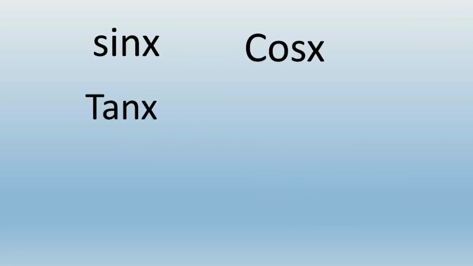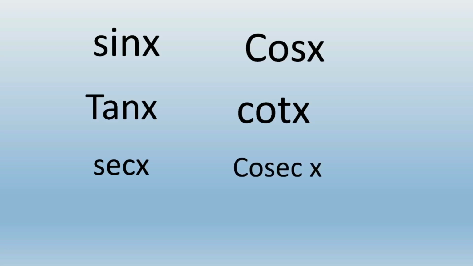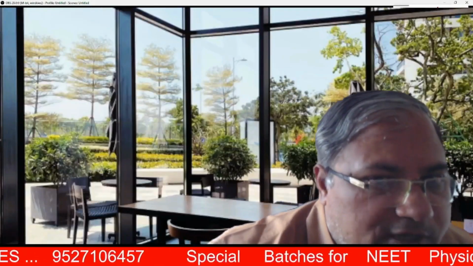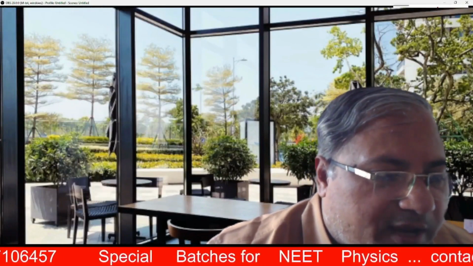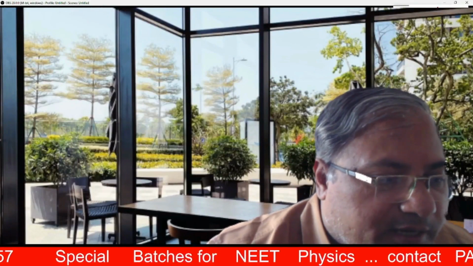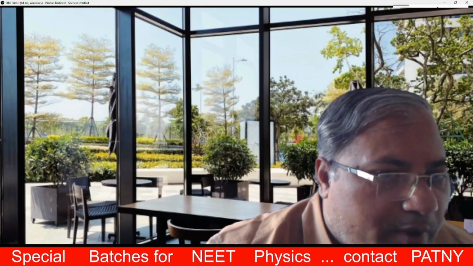In this type, I am going to consider integration of sin x, integration of cos x, integration of tan x, integration of cot x, integration of sec x, and integration of cosec x. I request the students to do the problems along with me. So be ready with pen and paper. So let's start integration of trigonometric functions.